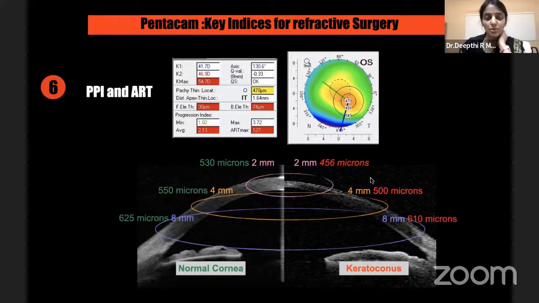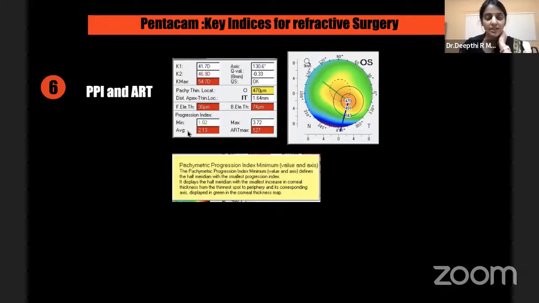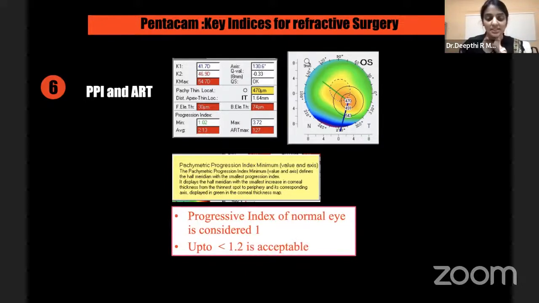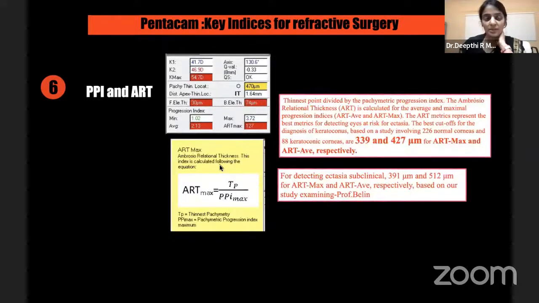Based on this, you have the PTI, CSTP, and also the progressive index calculation. It's very important to ensure your progressive index is less than 1.2. Again, ART max has been spoken of in a lot of research as a parameter which can pick up very early disease. The ART max cutoff would be 339, and an ART average of 427. You should consider anything beyond these as abnormal.